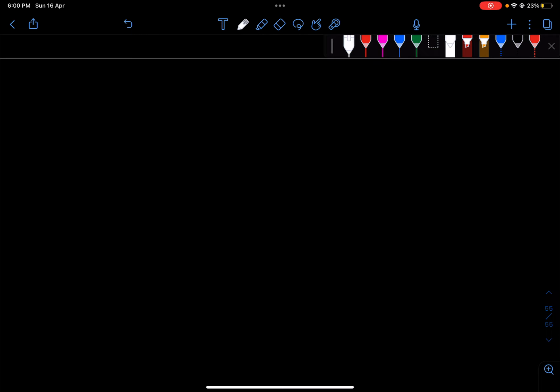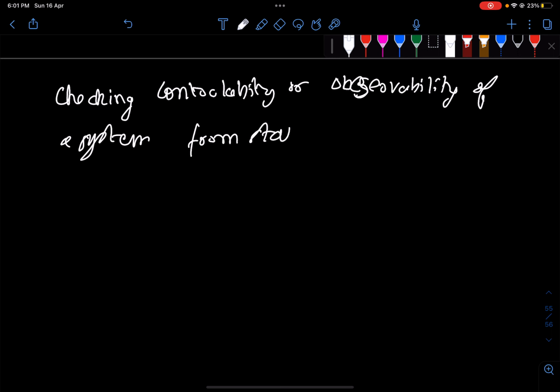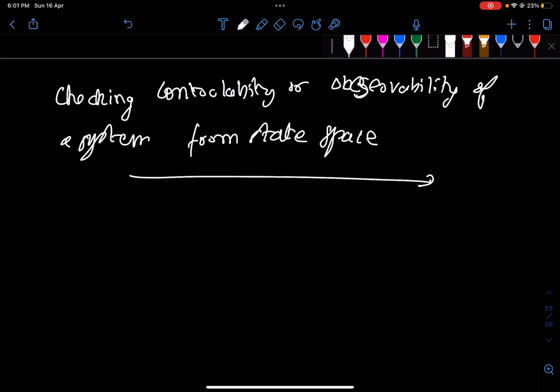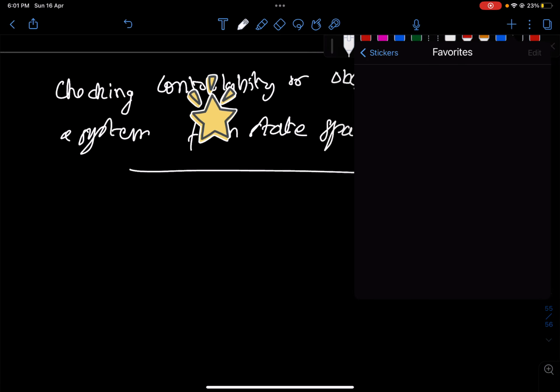So how to do it? Checking controllability or observability of a system from state space. This should be taught. That's our final topic in the state space.